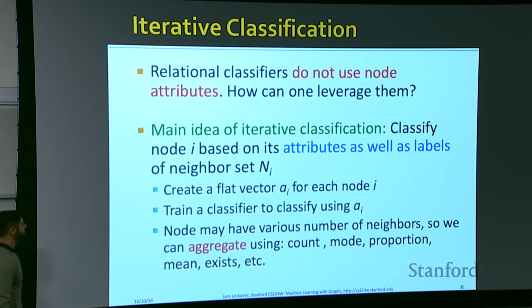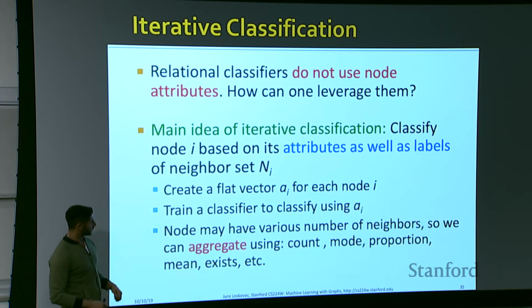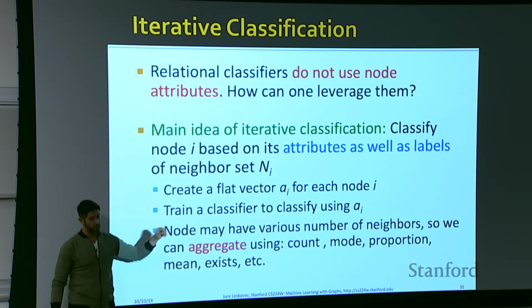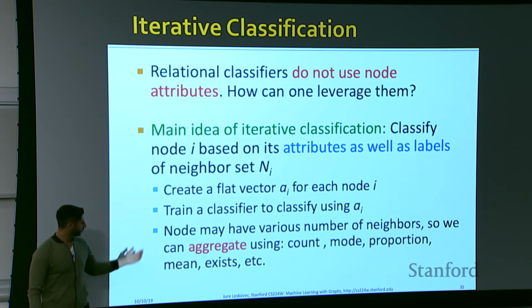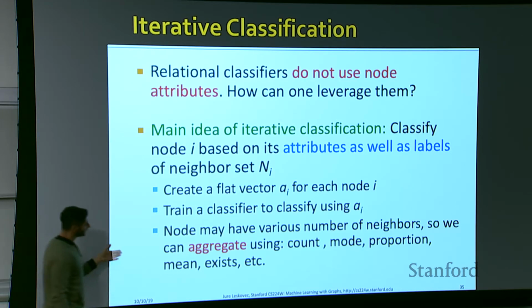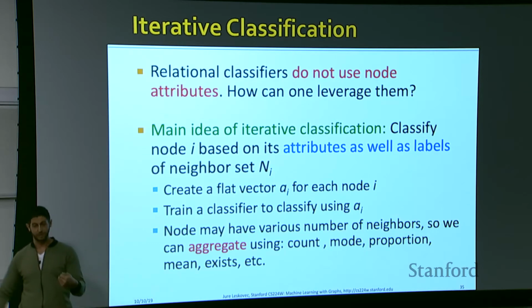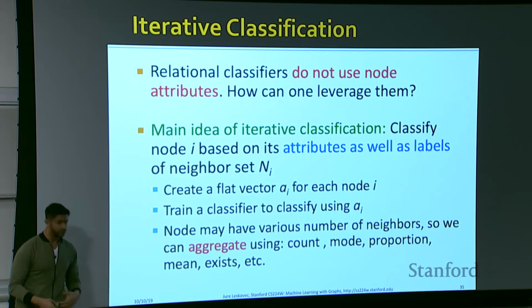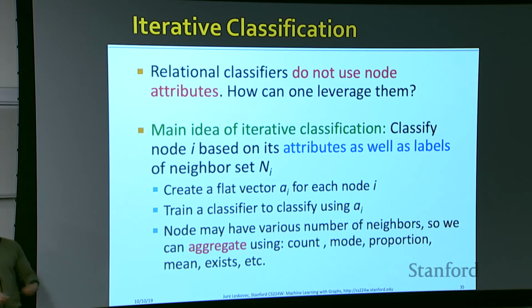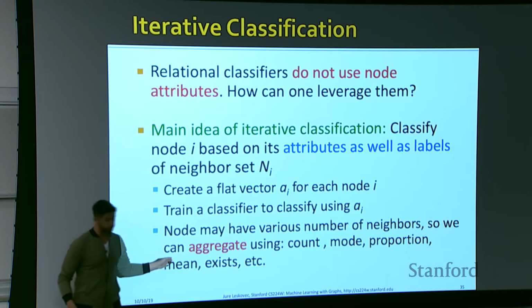What we do is, for each node I, we create a flat vector a_i, which contains all the node features. Then we train a classifier to classify using that flat vector. A node may have a varying number of neighbors, so we decide on a strategy to aggregate those features, okay? We can decide, for instance, that our aggregator is a count, like how many of our neighbors have that feature. Say you're using gender as a feature: how many of our neighbors are female, how many are male, and so forth. Or you can think of a lot of different aggregation strategies.